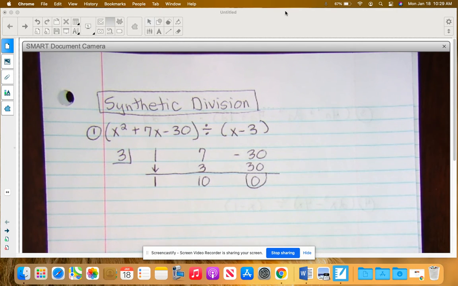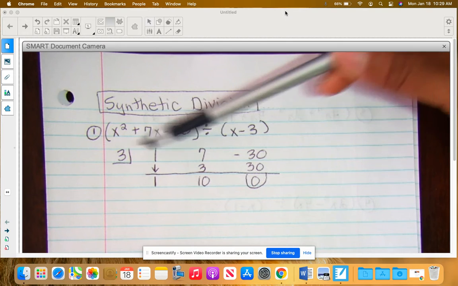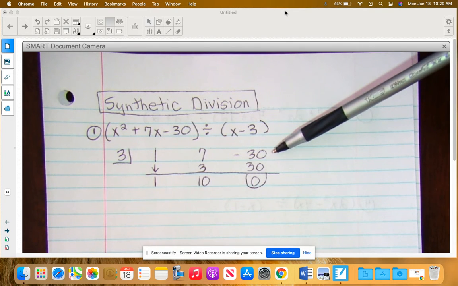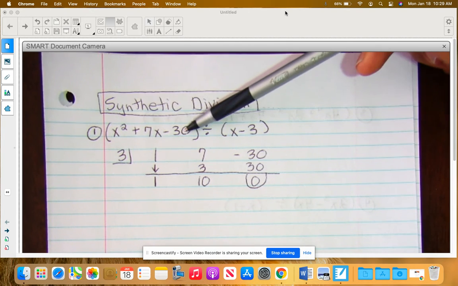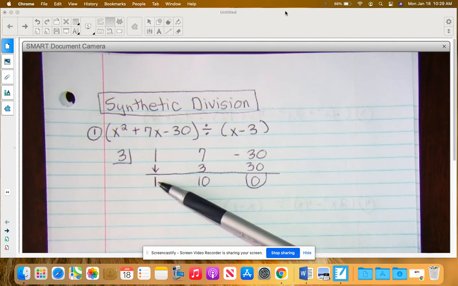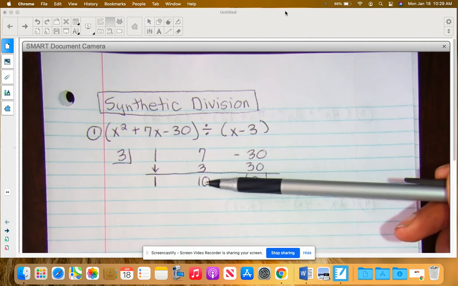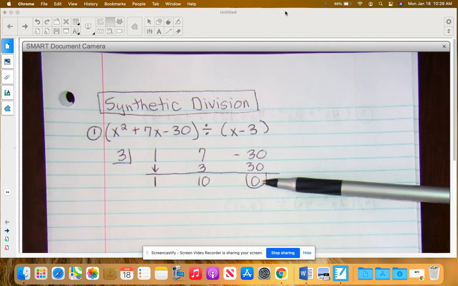So let's recap what I've done so far. It was x minus 3. Take the opposite and put it in a box. So it's minus 3, and I put positive 3 in the box. Line up your coefficients. Coefficients are the numbers in front of the variable. 1, 7, negative 30. The first number always comes straight down. So my first number is 1. 1 times 3 is 3. Add. 10 times 3 is 30. Add. I got 0.